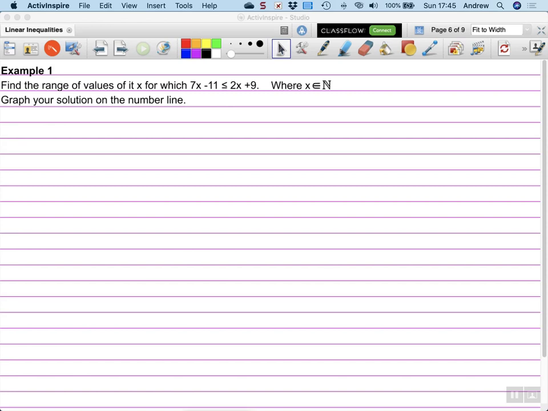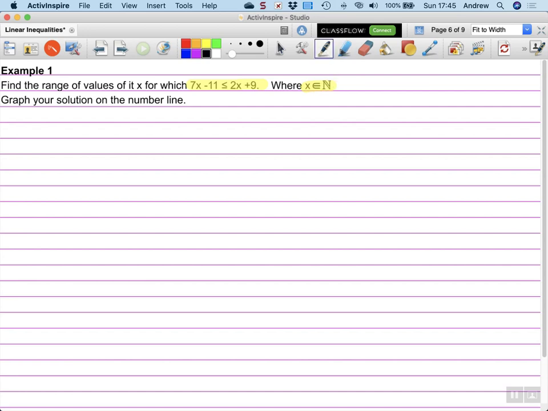Okay, we're now going to apply the knowledge that you saw in the previous video. So here we go. We have a linear inequality, and that linear inequality is written here, and it says 7x minus 11 is less than or equal to 2x plus 9, where x belongs to the set of natural numbers.